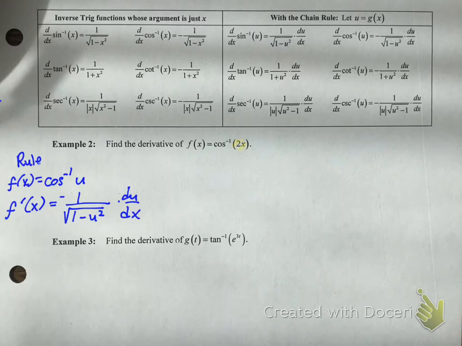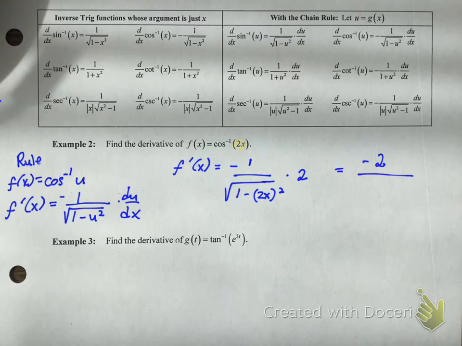So let's go ahead and plug and chug here. If I have the rule down, I know that the derivative is going to equal negative 1 over the square root of 1 minus u squared. Now u is 2x, so it's going to be 1 minus 2x squared. And then I have to take the derivative of 2x, which is 2. Okay, so let's clean this up a little bit. If we clean it up, we get negative 2 in the numerator over the square root of 1 minus 4x squared. And that is my answer.